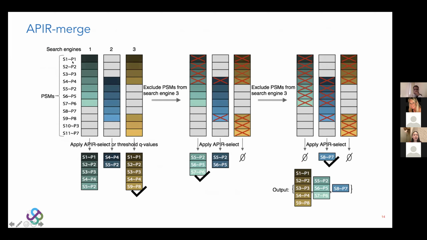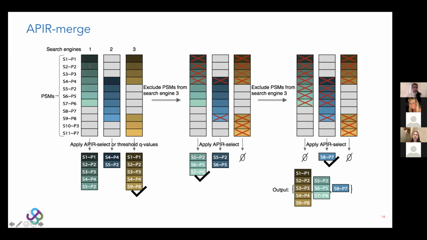So let's say we have this many PSMs and we have search engines 1, 2, 3 that we're interested in combining. S1 here means spectrum number 1, P1 here means peptide number 1. And you see, even though we have 11 spectra here, some of them are matched to the same peptide sequence. For example, S2 is mapped to P2. S5 is also matched to P2.